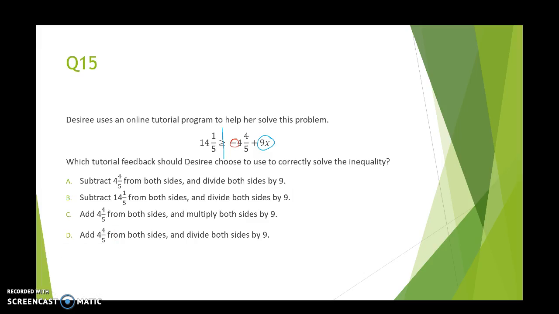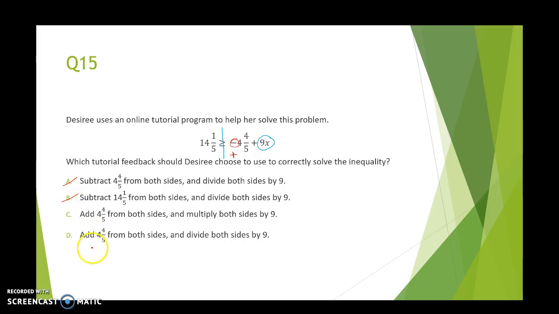So to get rid of negative 4 4/5, we need to do the opposite. So the opposite of negative is a positive, right? So we want to do what operation? We're going to want to add to get rid of it. So I'm seeing subtract 4 4/5. Well, that would just add more negative to it, so that's wrong. Subtract 14 1/5. Well, 14 1/5 is already on the other side of the inequality sign from the variable, so we don't need to do that.